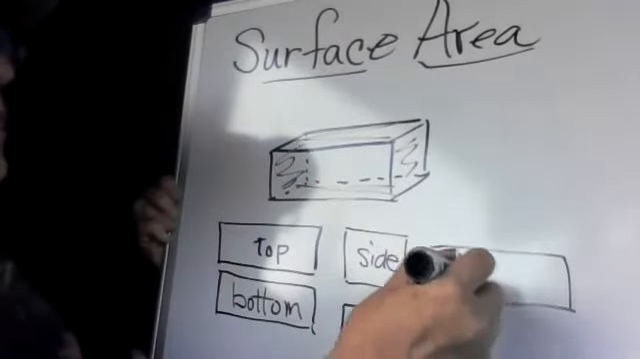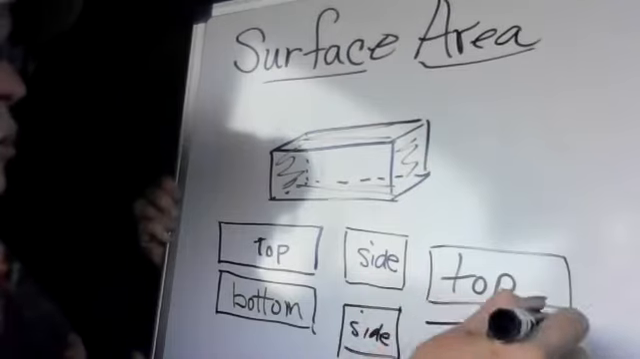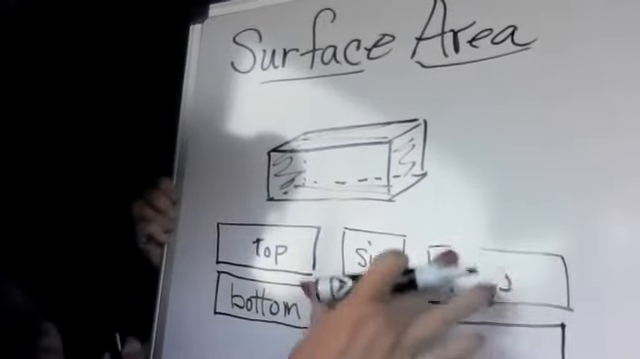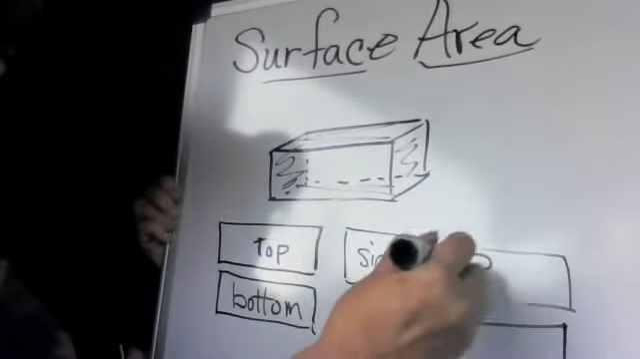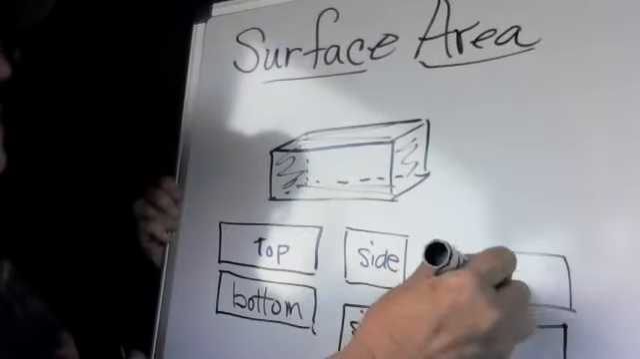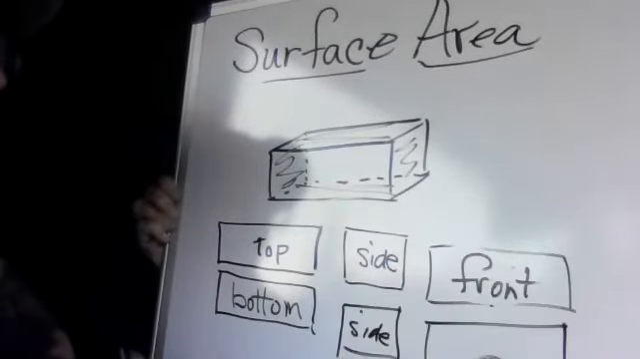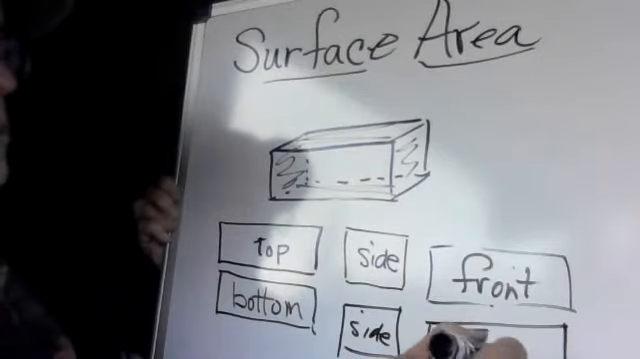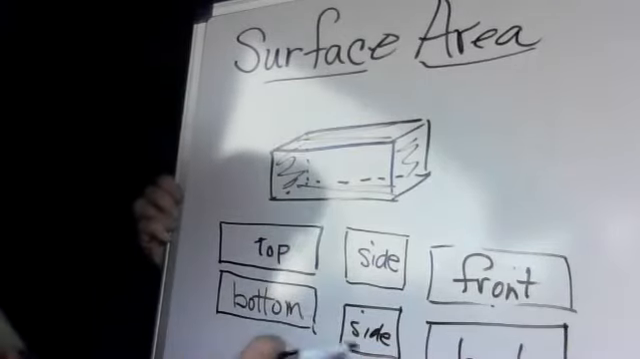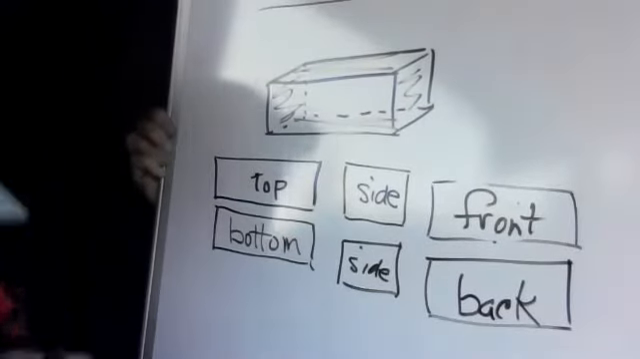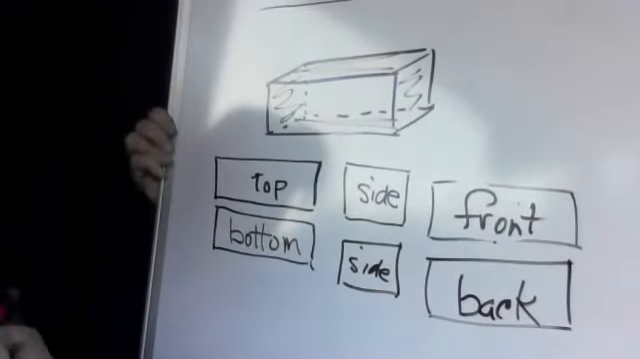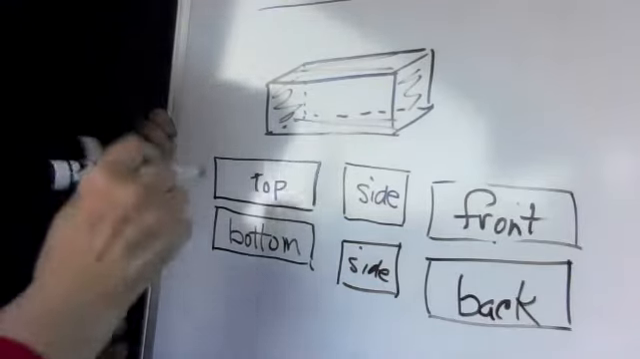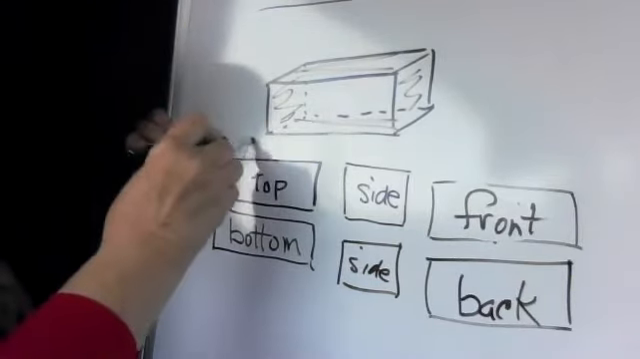And so when we get finished, top and bottom should have been the front and the back. Sorry. Front and the back. When we're finished taking this box apart, we should have 6 separate pieces. Y'all see? And so the surface area will be found by simply finding the area of this one.